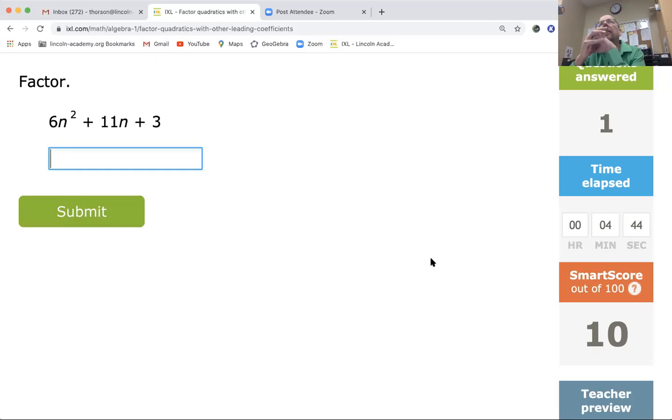Now, Brianna, if you need a little help, you need to break that 11n into 2 different numbers. We just need to figure out what's the right 2 numbers to break it into.